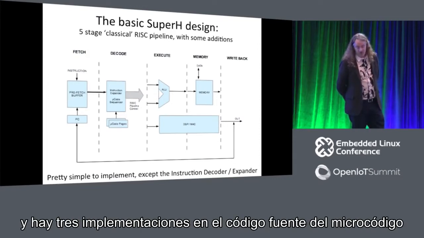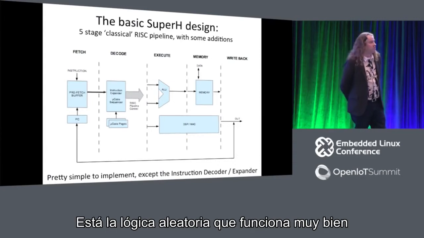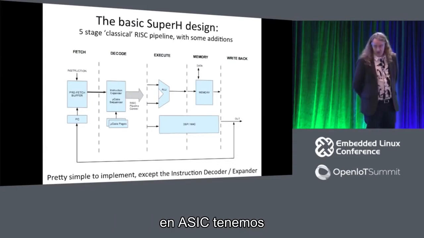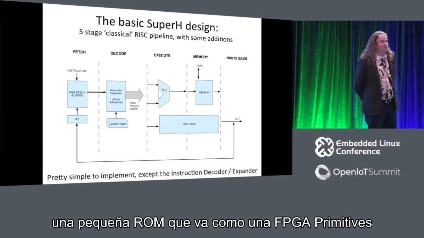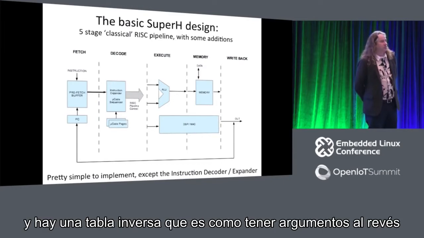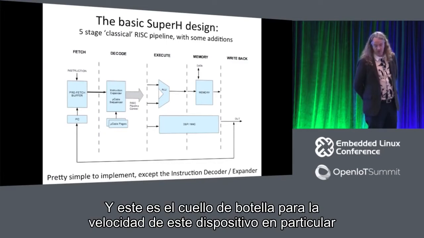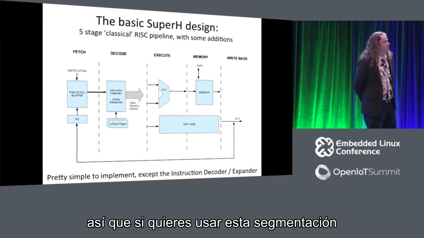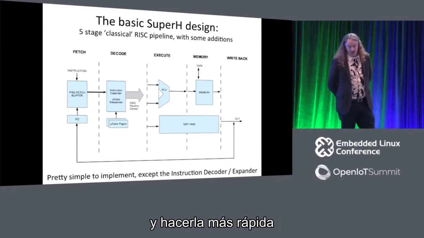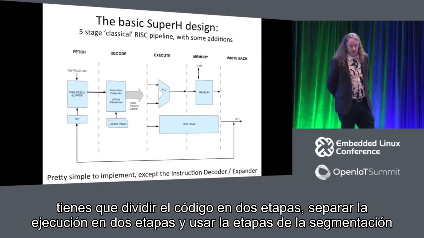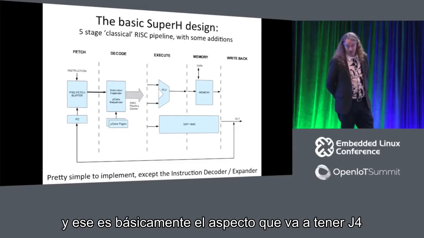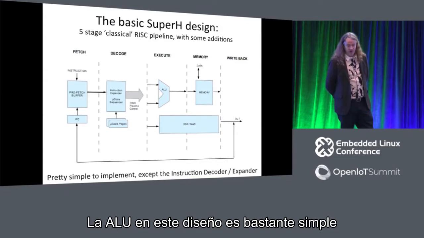And there are 3 implementations in the source code for the microcode. There's random logic, which works very well in an ASIC. We have a little ROM that maps lovely to FPGA primitives. And there's a reverse table, which is kind of like a big set of case statements. And this is the bottleneck for the speed of this particular device. So if you wanted to take this pipeline and make it faster, you would split decode into 2 stages, and you'd split execute into 2 stages, and it'd be a 7-stage pipeline. And you can easily do that. And that's basically what J4 is going to look like. The ALU in this design is fairly simple.